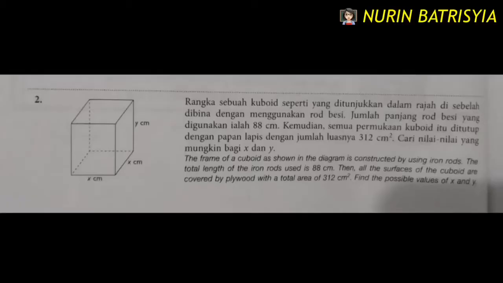The frame of a cuboid as shown in the diagram is constructed by using iron rods. The total length of the iron rods used is 88 cm. Then all the surfaces of the cuboid are covered by plywood with a total area of 312 cm squared. Find the possible values of x and y.